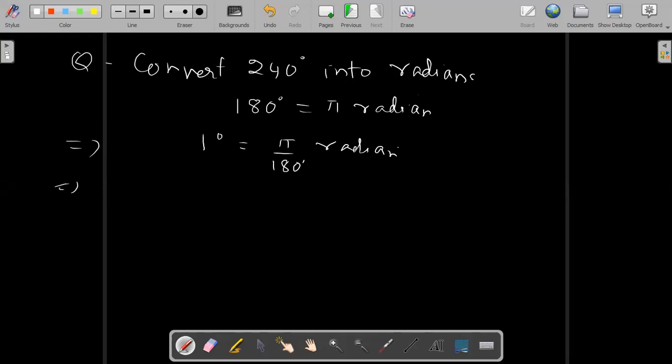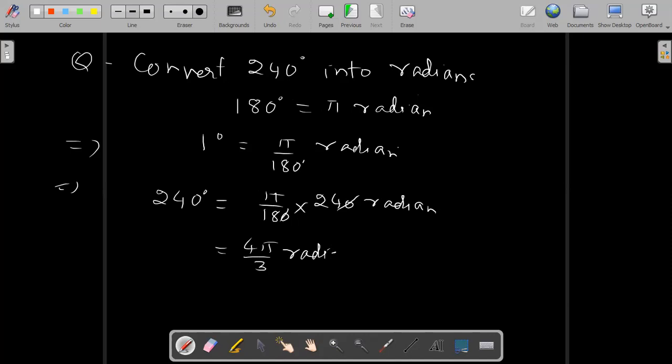And we have to convert 240 degrees. So 240 degrees will be equal to pi upon 180 into 240 radian. So when you are converting degrees, write degree on the left side. When you are converting radian into degree, you will write pi radian on the left side. Just solve this. 0 and 0 will cancel, and 6 fours are 24, 4 pi, and 6 threes are 18. 4 pi by 3 radian. So it is converted into radian.